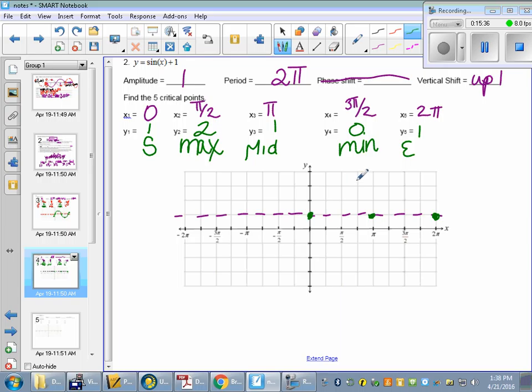So let's plot our final 2 points. Pi over 2, 2. 3 pi over 2, 0. Connect in a smooth curve and draw arrows.